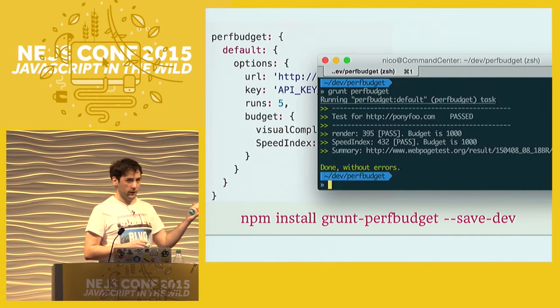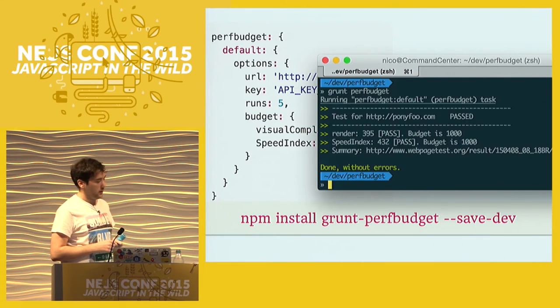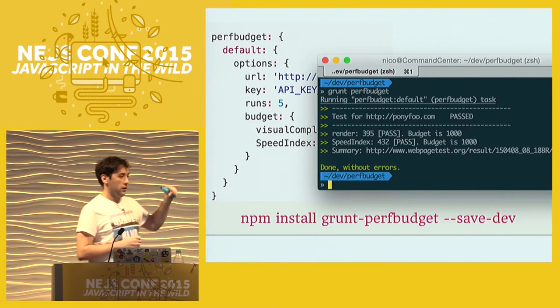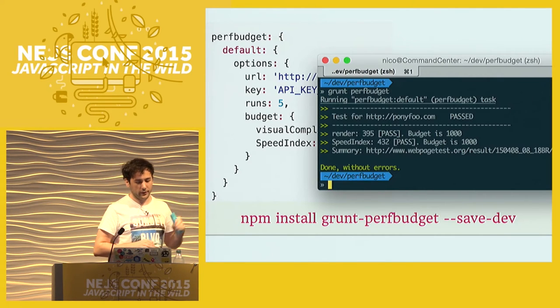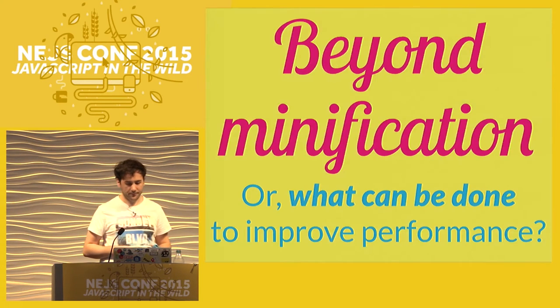So to enforce all of those, you could use something like grunt-perfbudget. It's a nice tool that allows you to define a metric ton of different properties that you want to make sure your site meets.